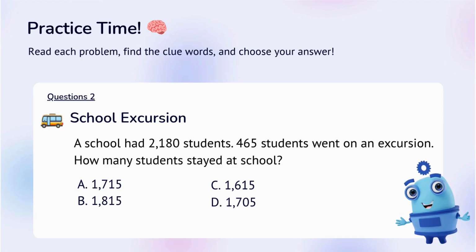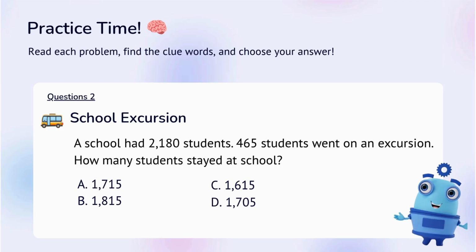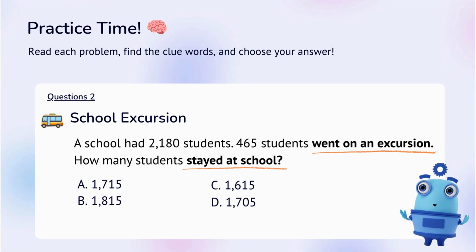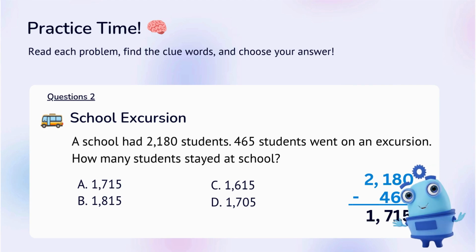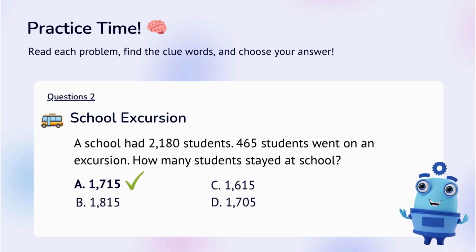Here's question number 2. A school had 2,180 students. 465 students went on an excursion. How many students stayed at school? The clue words are went on an excursion and stayed at school. Since some students left the school, we need to subtract. So, let's solve it. 2,180 minus 465 equals 1,715. The correct answer is letter A, 1,715. Great job! Keep practicing, and remember to look for clue words that help you decide which operation to use.